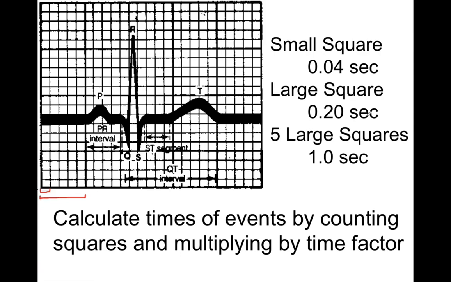That's 1/5 of a second. So based on that information, 5 large squares are shown here, and that's going to be a total of 1 second. So the small squares are worth 0.04, large squares are made up of 5 small squares, and those are worth 0.2 seconds, and then 5 large squares together will make up a single second. So we're actually seeing an EKG tracing of 1 second here on this slide. That's how long it took for all of these events to take place.